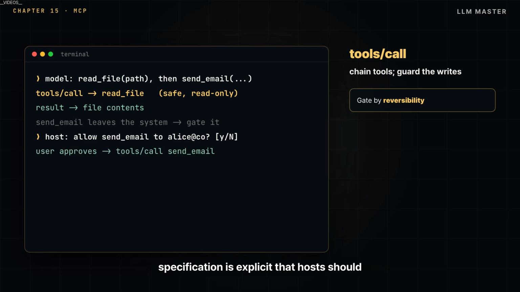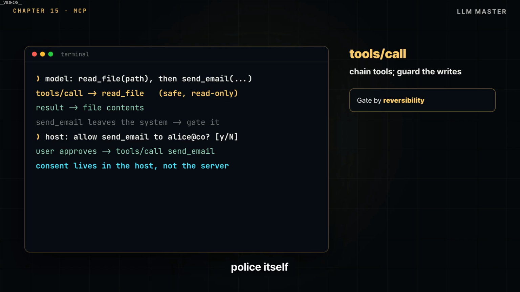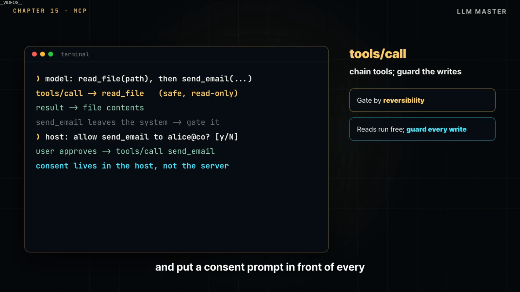The specification is explicit that hosts should keep a human in the loop for tool invocation. And critically, consent lives in the host, not the server. A server can't be trusted to police itself. The engineering rule is simple: gate by reversibility. Let reads run freely, and put a consent prompt in front of every write.